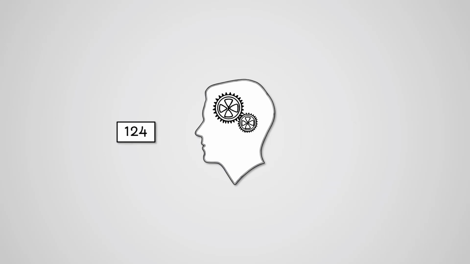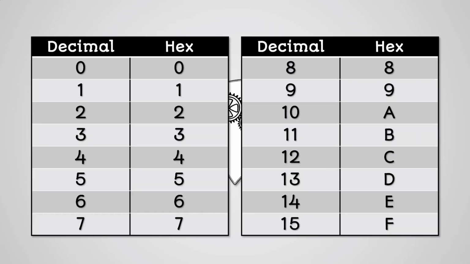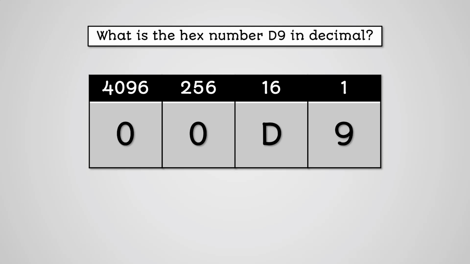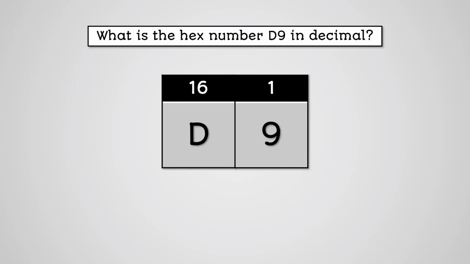Well, converting from hexadecimal to decimal is straightforward. All we need is our hex table from the beginning of this lesson. Let's try converting the hex number D9 to decimal. We'll start by writing the number out into our table. We have nothing in the 4096 column and nothing in the 256 column, so we can leave those alone. We have D in the 16 column.